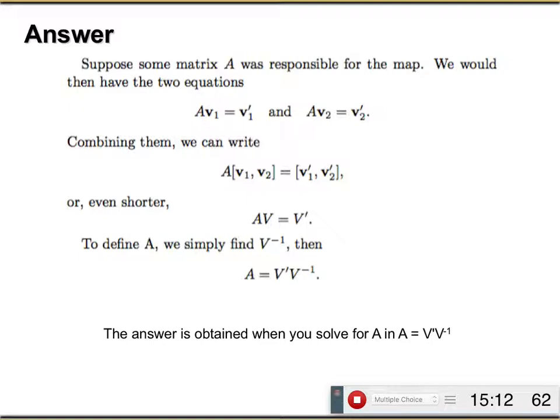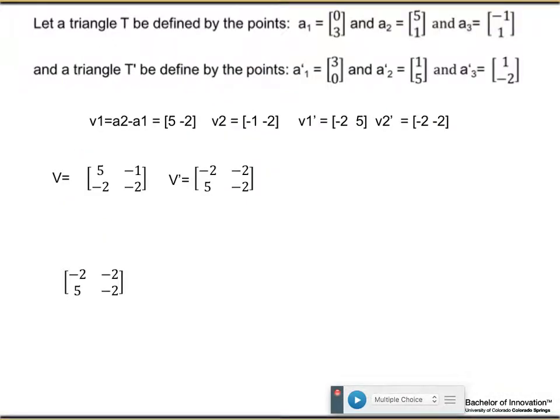Okay, so the process for solving this is first we have to get those vectors. I didn't tell you exactly how to get the vectors. I implied it here, but I get the vectors by taking a point minus another point to get each of the vectors. In this case, you're going to use A1 as the base. So I'm going to take A2 minus A1. I'm going to get 5 and minus 2. 5 minus 0 is 5. 1 minus 3 is minus 2. That gives me my first vector.